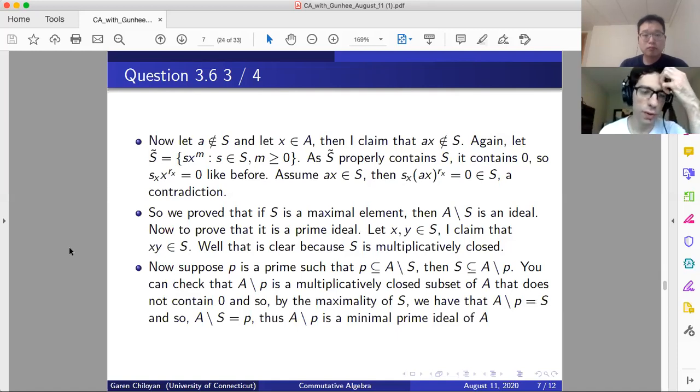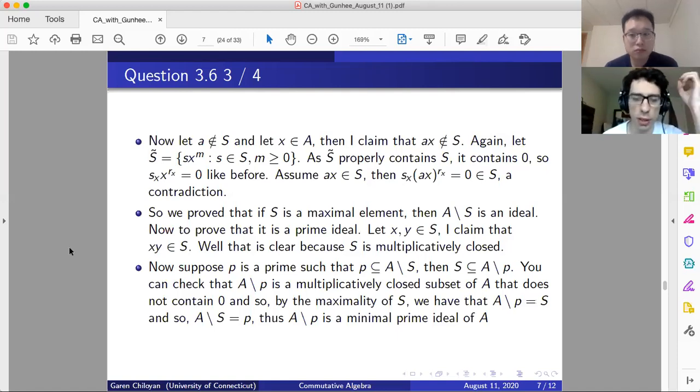How do you prove that it's a minimal prime ideal? So now let's start over. Let's say P is a prime ideal that lives inside a complement S. I need to prove they're equal. If this is the case, that means S is in the complement of P.